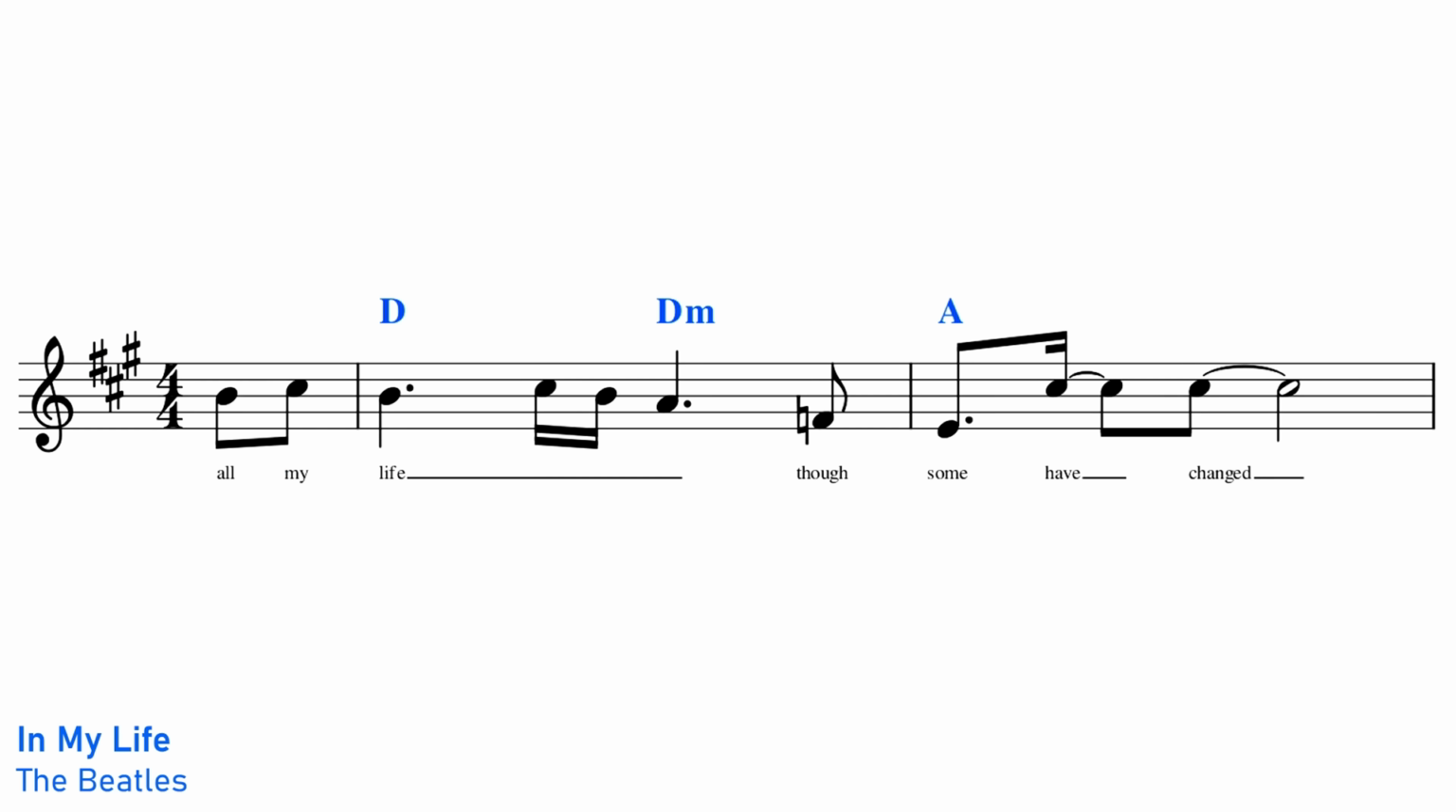For example, In My Life by the Beatles is in the key of A major, but when it uses this D minor chord here, the fourth chord of the A minor scale, well, we're borrowing a chord from the parallel minor, from the A minor scale, and plopping it in the A major scale.